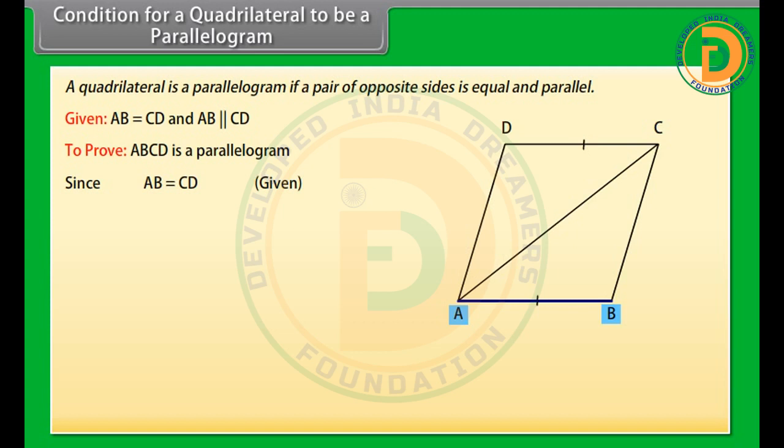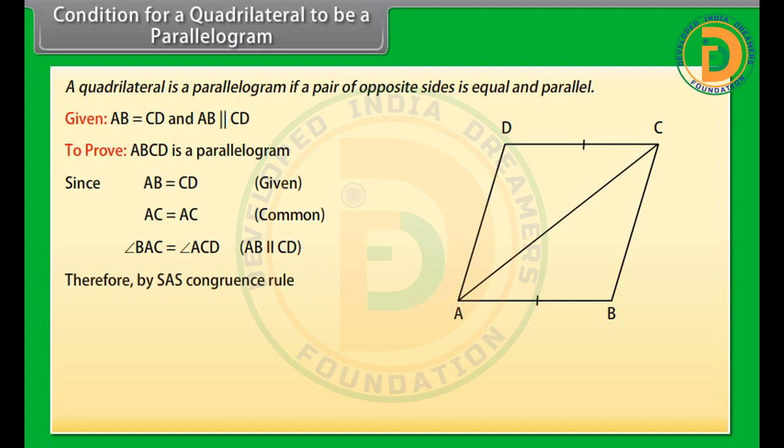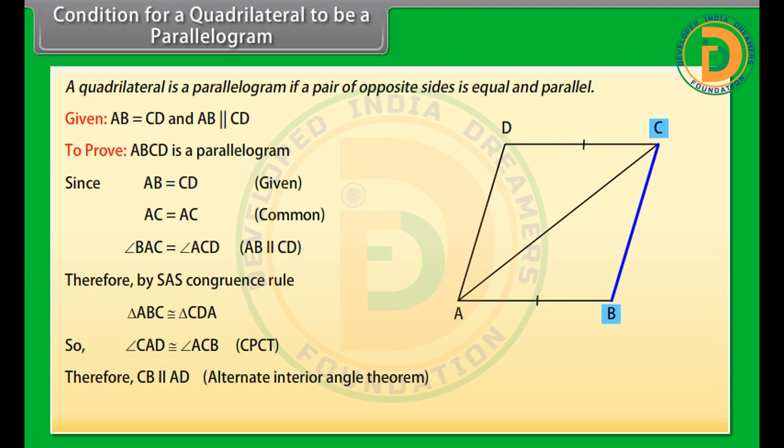Since AB is equal to CD, which is given, AC is equal to AC, which is common, and angle BAC is equal to angle ACD because AB is parallel to CD. Therefore, by SAS congruence rule, triangle ABC is congruent to triangle CDA. So, angle CAD is congruent to angle ACB, CPCT. Therefore, CB is parallel to AD. Hence, ABCD is a parallelogram.